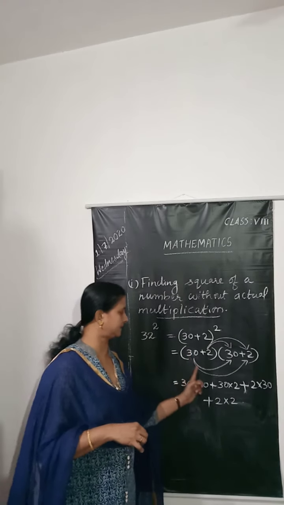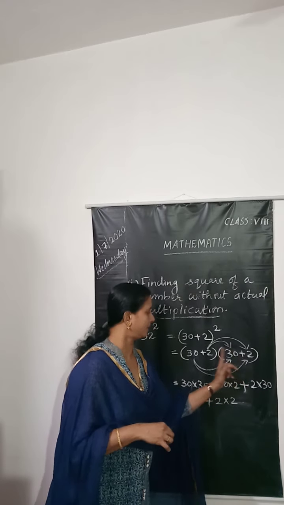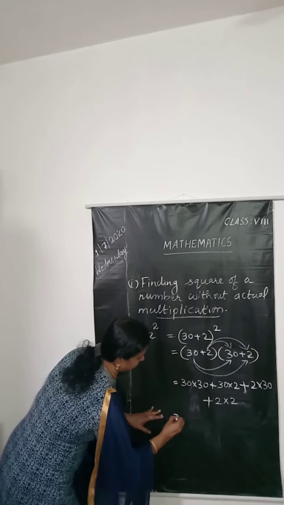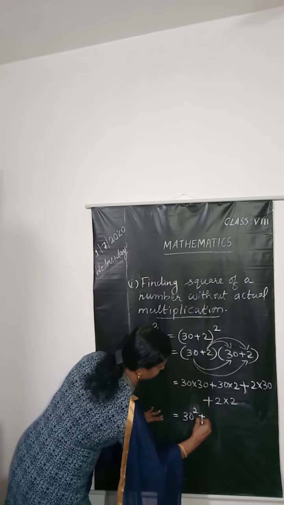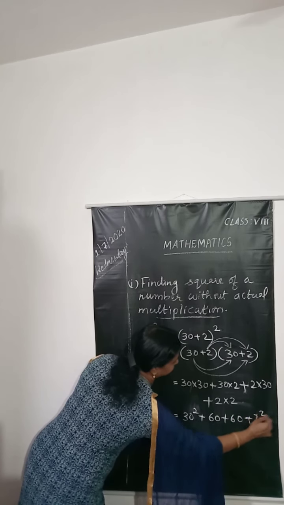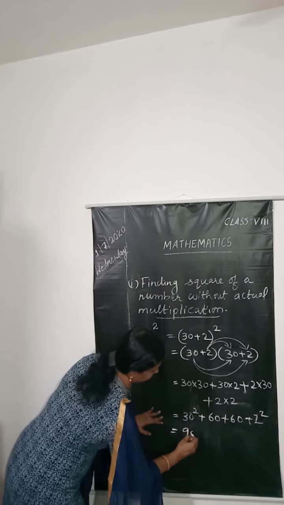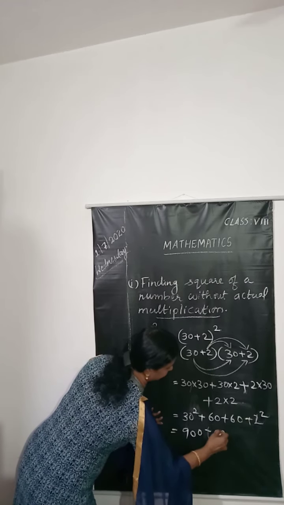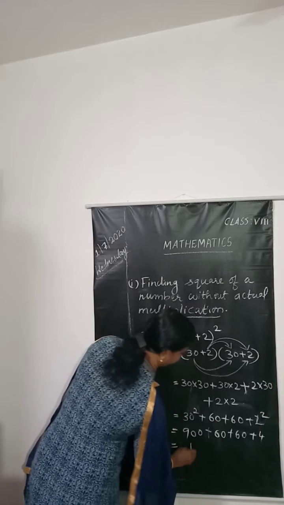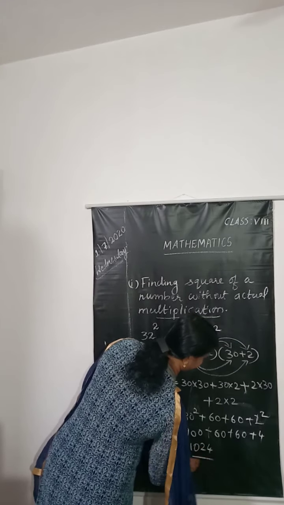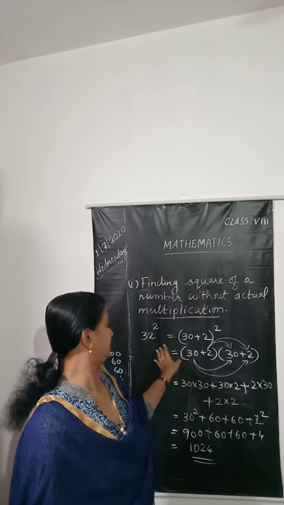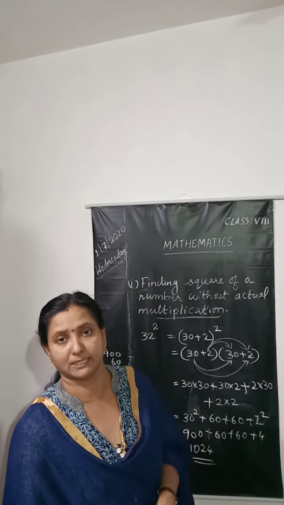30 into 30 plus 30 into 2 plus 2 into 30 plus 2 into 2. Now, what is 30 into 30? It is 30 square plus 60 plus 60 plus 2 into 2, it is 2 square. That is 30 square means it is 900 plus 60 plus 60 plus 4, which is equal to 1024 is the answer. Understood how we are multiplying? 32 square, how did we multiply without actual multiplication?